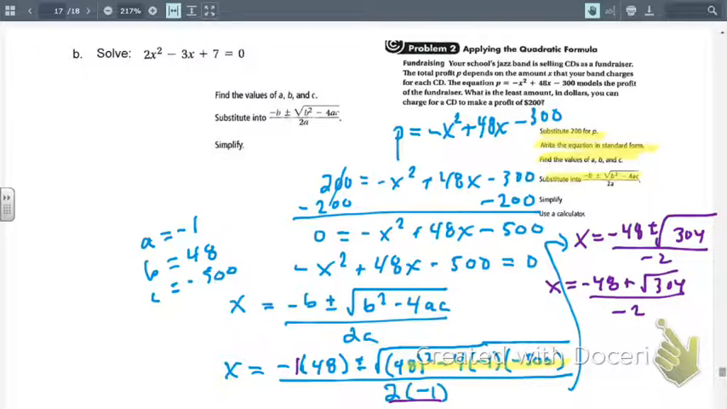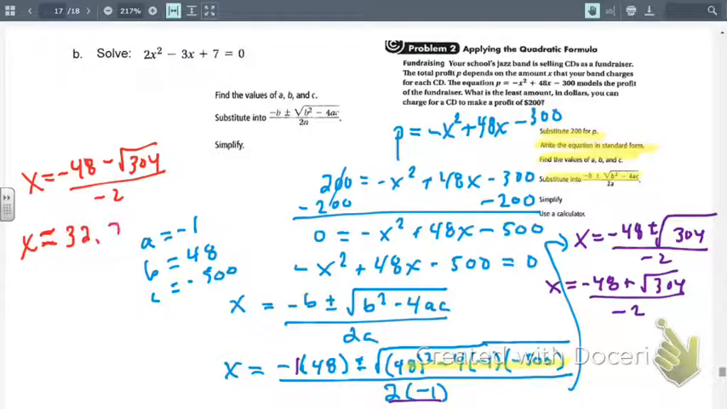And then we're going to have over here, running out of room, x equals -48 minus the square root of 304 all over -2. So when we put this into the calculator, -48 minus the square root of 304 over -2, you're going to get approximately 32.71. We rounded to the 100th place because we're dealing with money here.